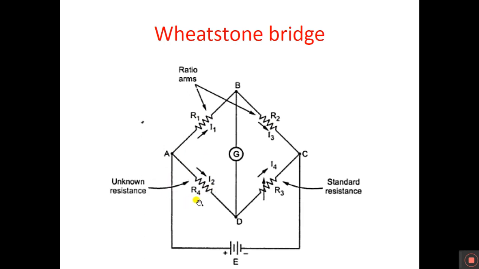Some textbooks mention it as Rx. And this is the standard resistance. By varying this resistance, we are going to balance the bridge. Then we can measure the value of R4. Here we are applying the DC voltage, so that is a DC bridge.